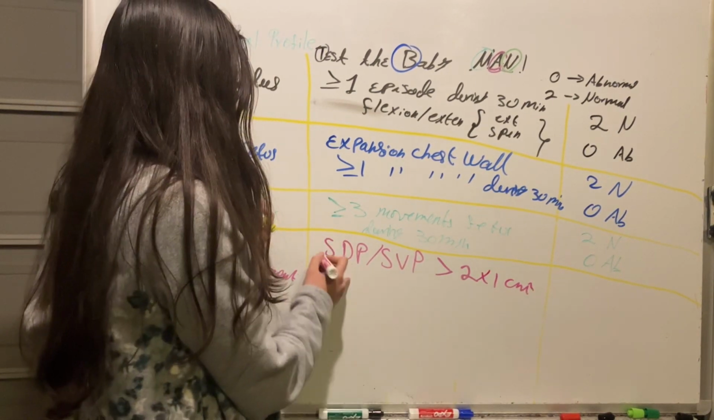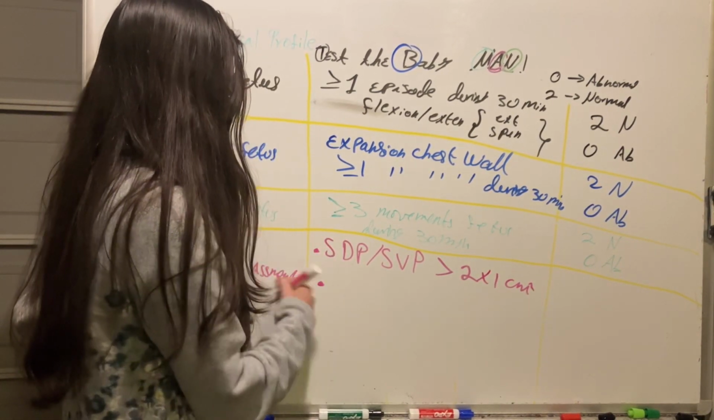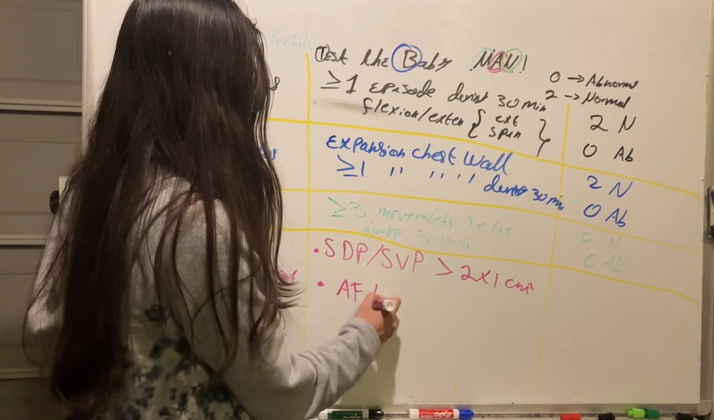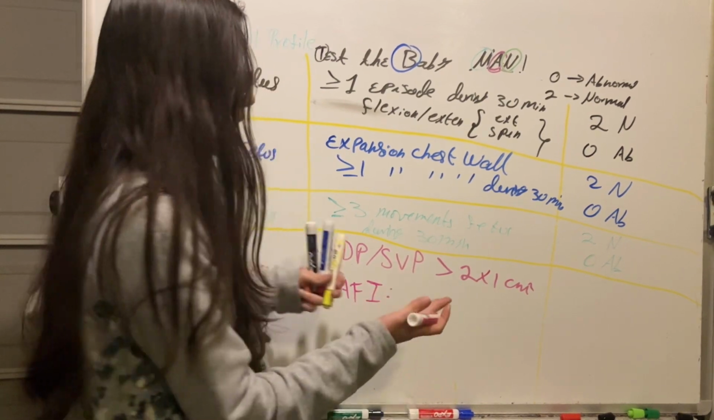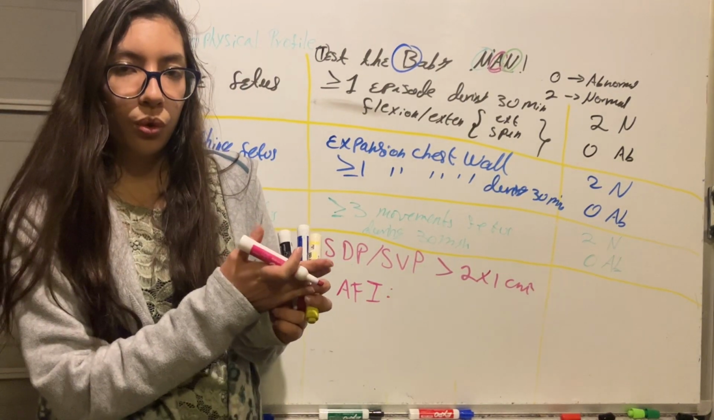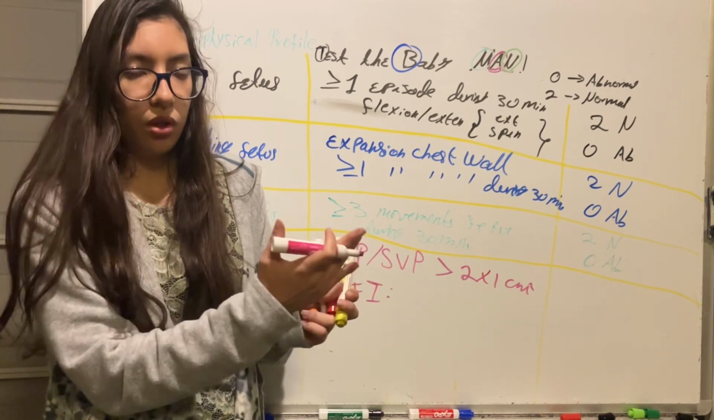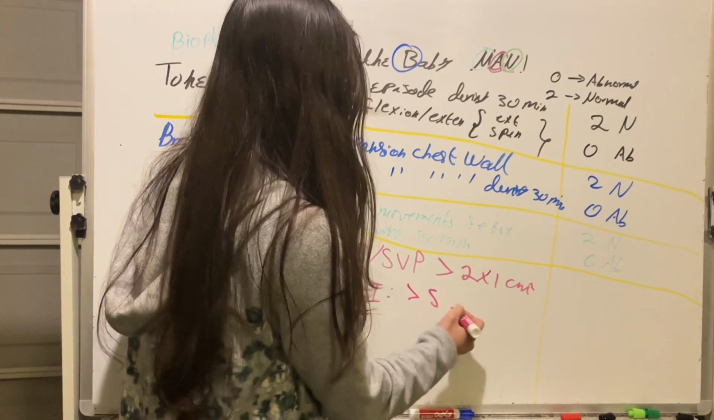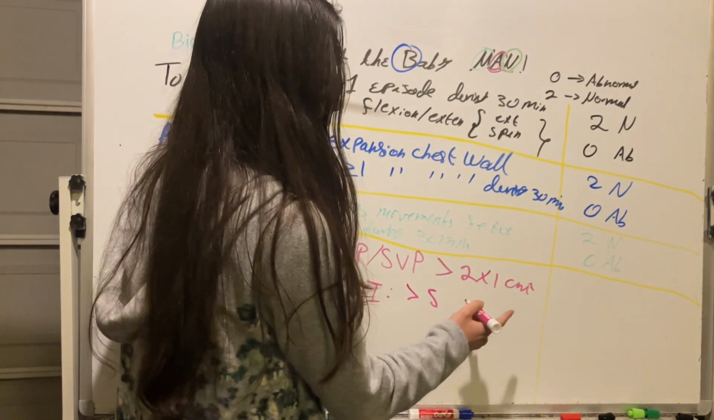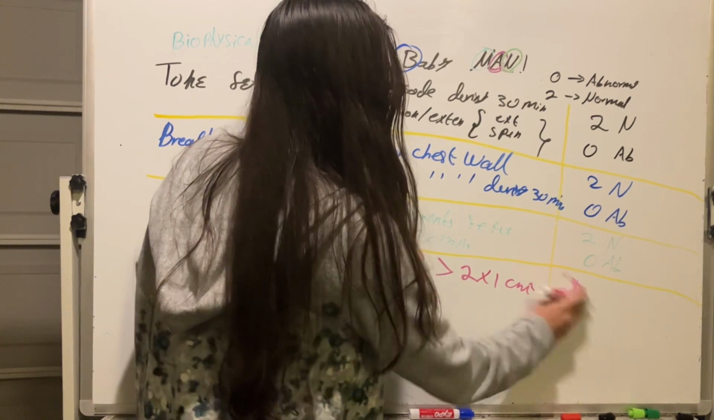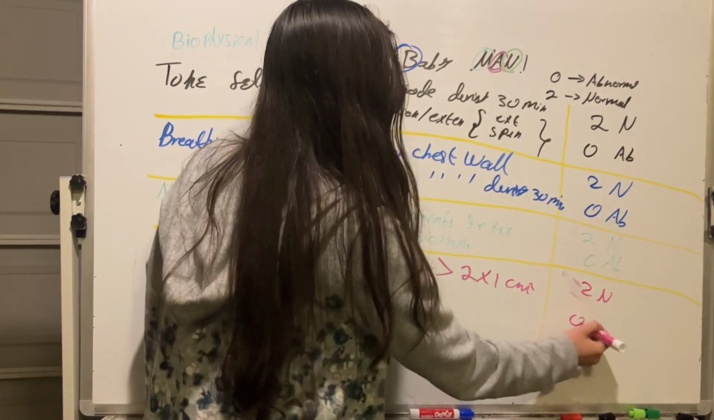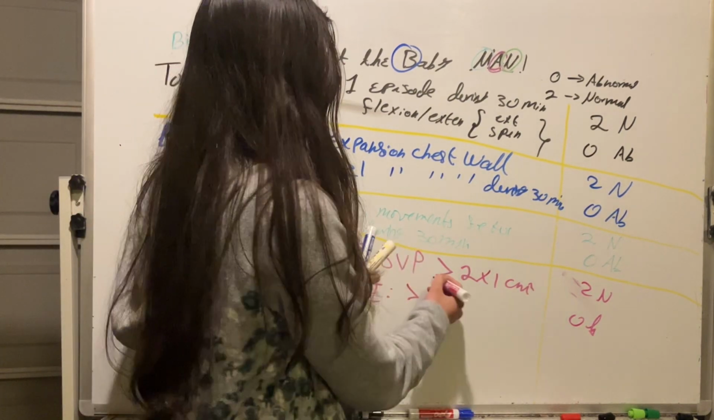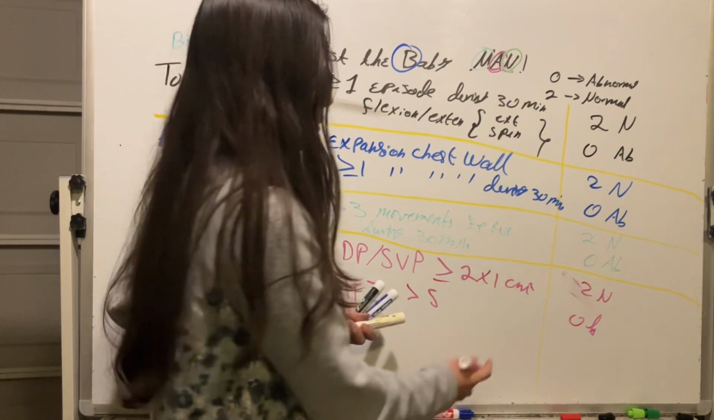And the other way of evaluating amniotic fluid is with the amniotic fluid index, which normally is from 5 to 24, but here we just care if this is greater than 5. If this is greater than 5, then this is normal, 2 normal, 0 abnormal. So having a single deepest pocket greater or equal than 2, or amniotic fluid index more than 5.